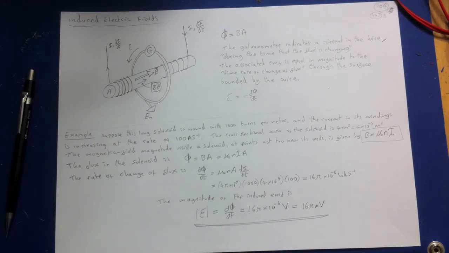When the current I changes, causing the flux to change, the galvanometer indicates a current in the wire during the time that the flux is changing. The associated EMF is equal in magnitude to the time rate of change of flux through the surface bounded by the wire. Furthermore, the directions of the induced EMF and current are given by the same sign rule described before.